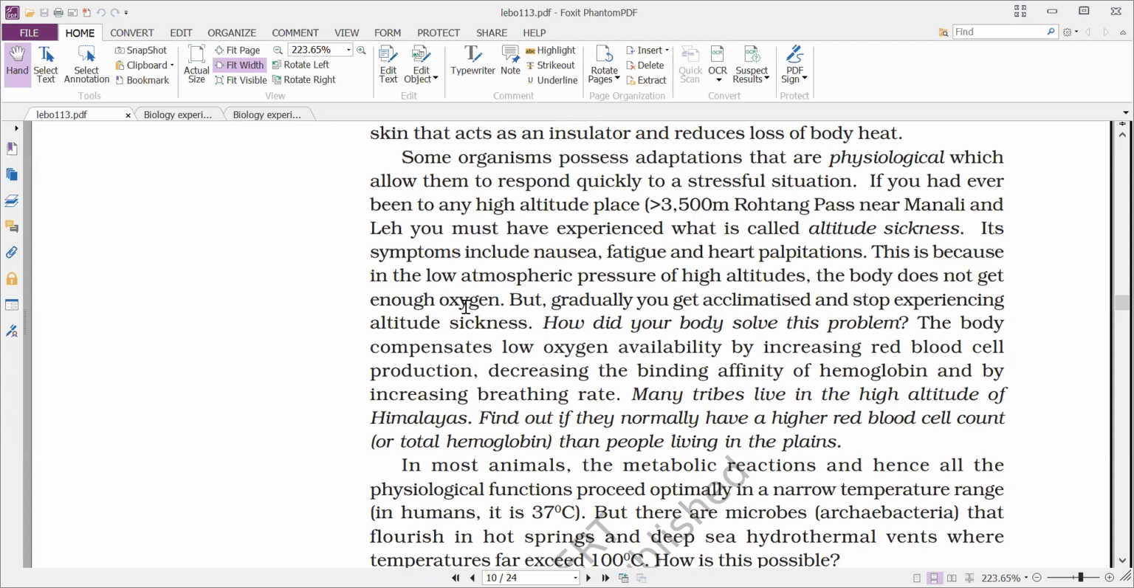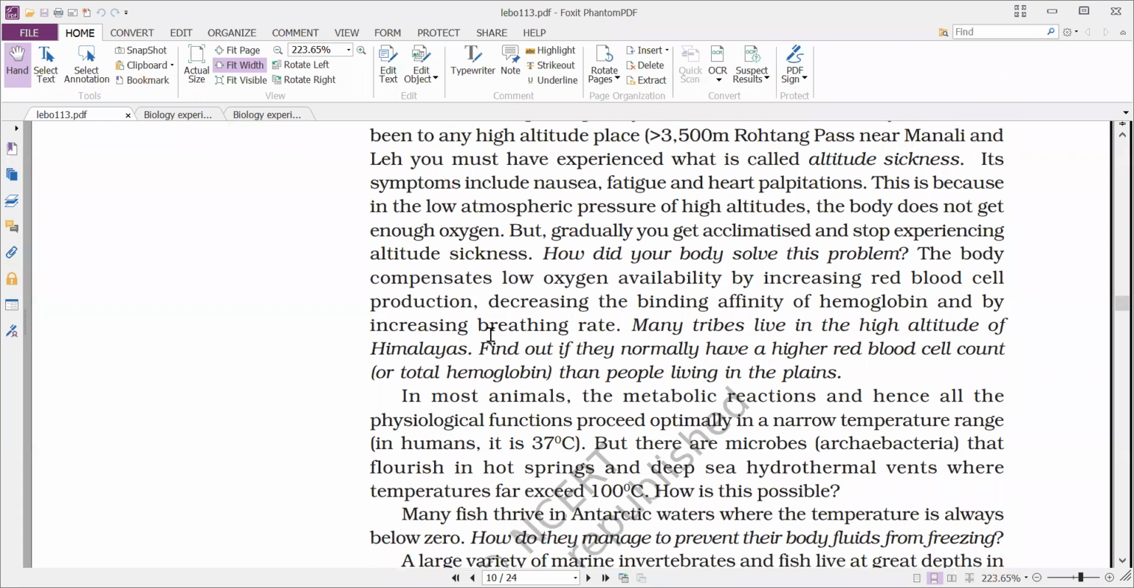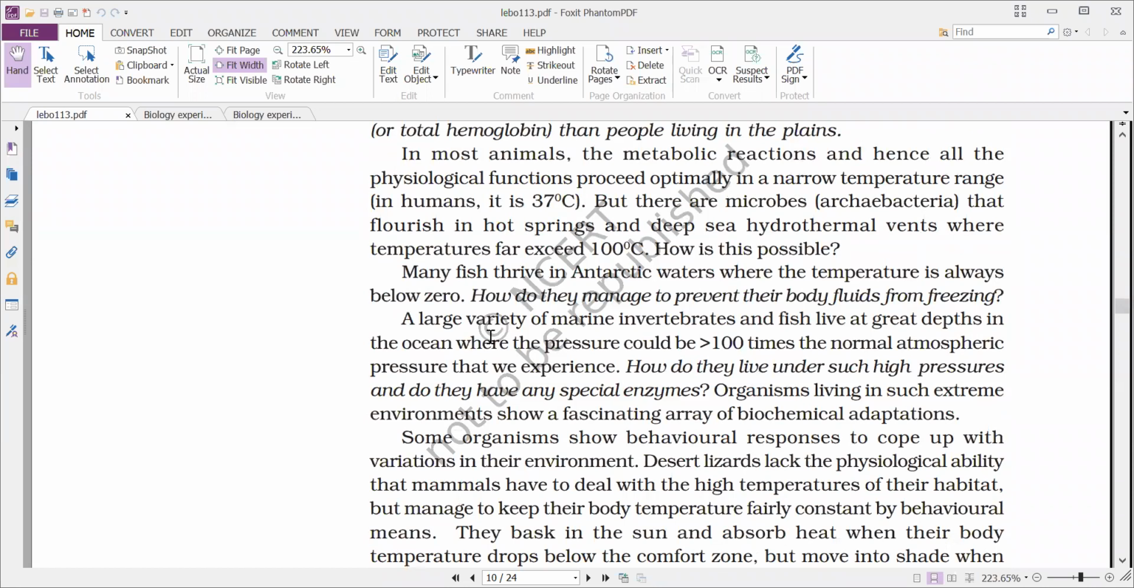Here it is given very clearly. Many tribes living in the higher altitudes of the Himalayas normally have a higher red blood cell count or total hemoglobin than people living in the plains. That means those tribal people who live at higher altitudes have a higher count of RBC and a higher percentage of hemoglobin when compared to persons living in the plain region. That is how they are able to adapt to the changed environmental condition.